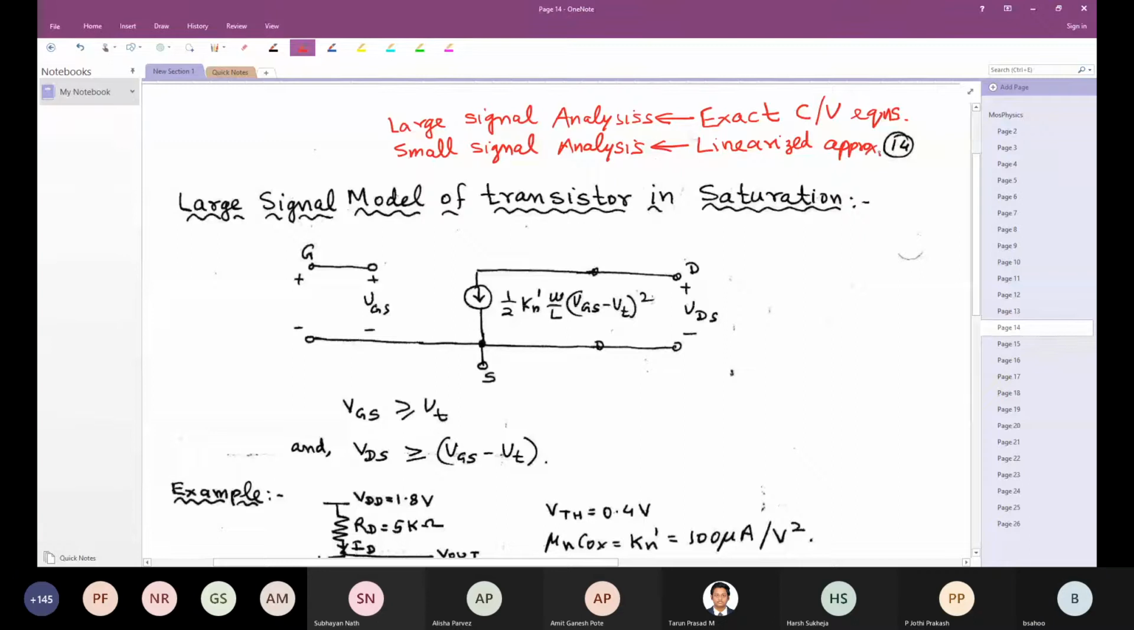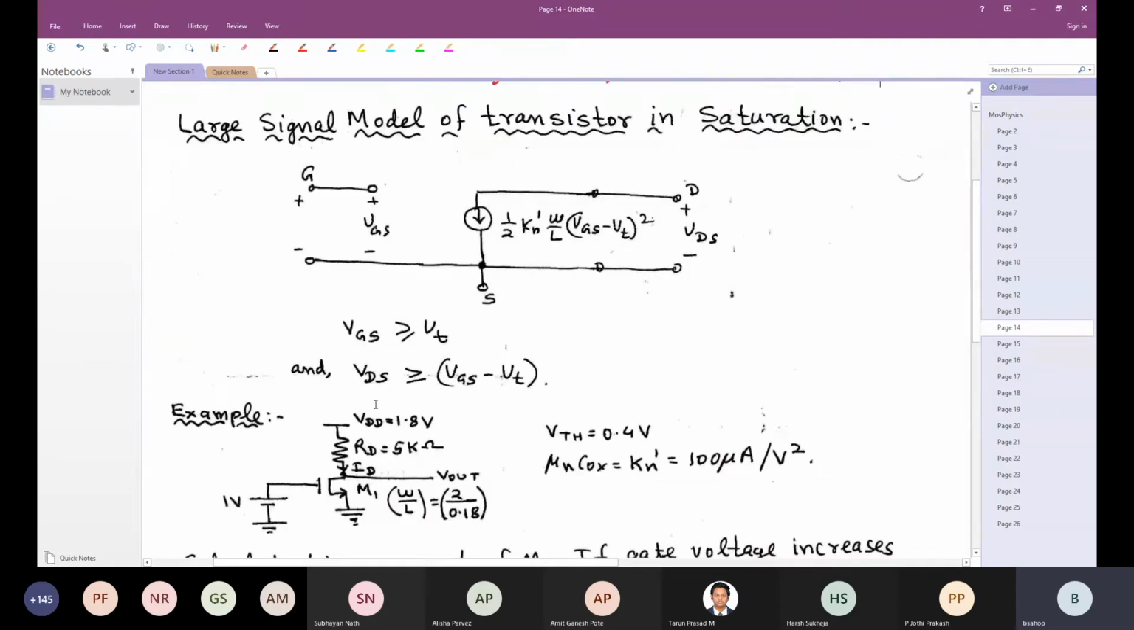As I said, the large signal model of the transistor in saturation behaves like a current source between drain and source, and the current is given by this. It's an exact current voltage characteristic, and between gate and source, it is acting like a capacitor. And this is the condition.